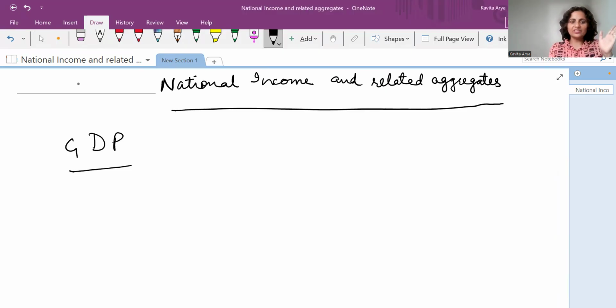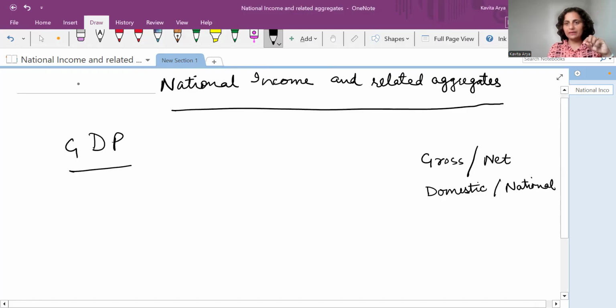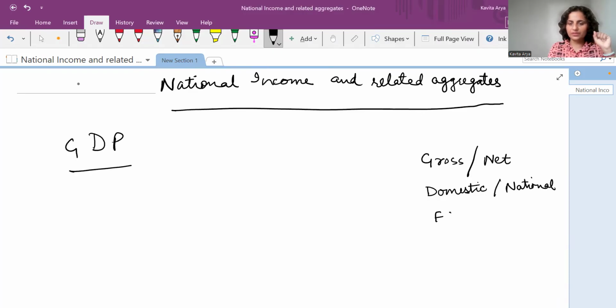In our previous chapter, we got to know that there is a parallel concept of gross versus net. There is another concept of domestic versus national. And one more concept which we read in the previous chapter, that is factor cost versus market price. So it means GDP is not the only expression of income of any nation. We have some others also. Let's try to derive from this only.